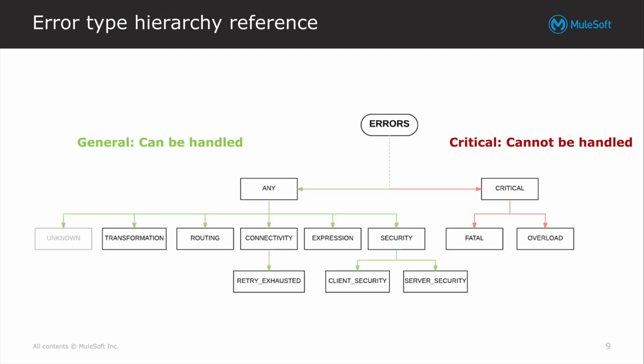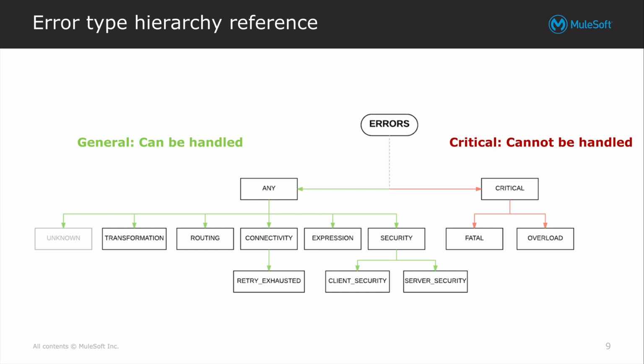All errors are either general or critical, the latter being so severe that they cannot be handled. At the top of the general hierarchy is ANY. It allows matching all types under it. It's important to point out the UNKNOWN type, which is used when no clear reason for the failure is found. This error can only be handled through the ANY type. This allows specifying the unclear errors in the future without changing existing apps' behavior.